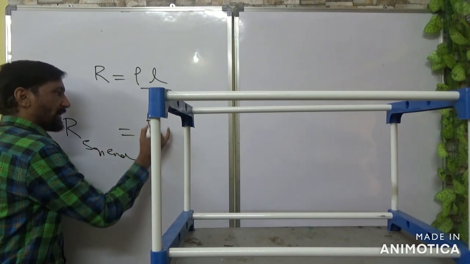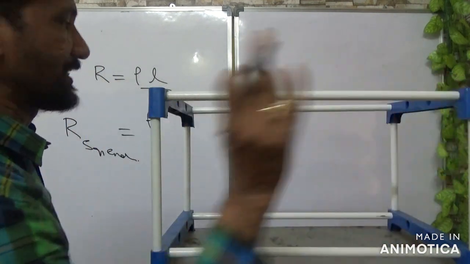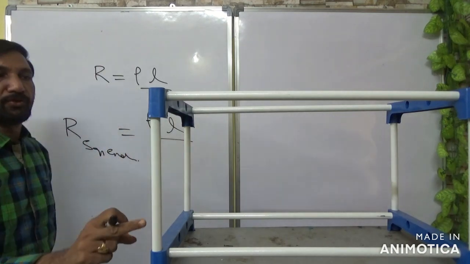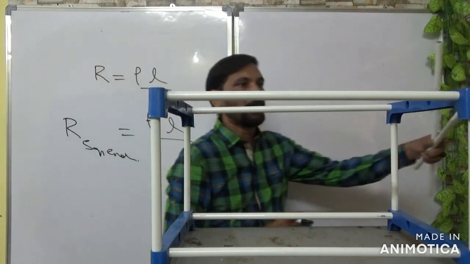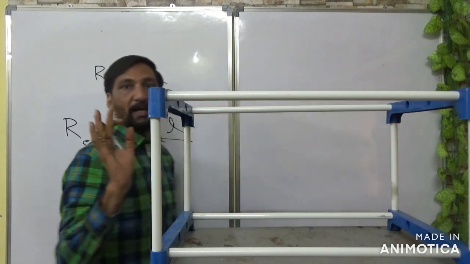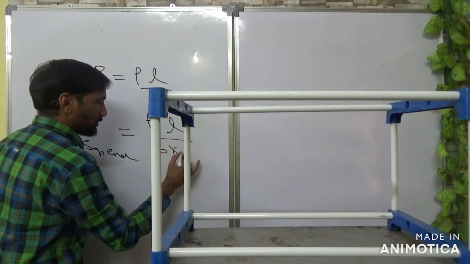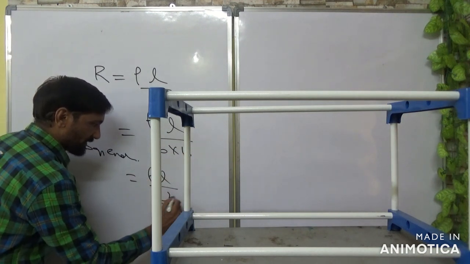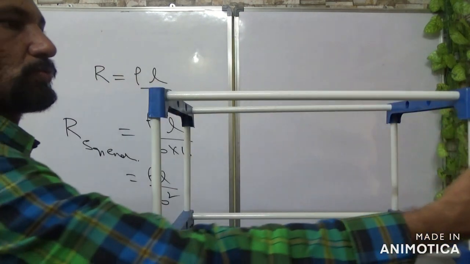So here you are finding the resistance between the square ends. Rho as it is, the length of the conductor in this case is L only. So L by area. The cross section is in the square form, and the area of a square is side into side, that is B into B. So it is rho L by B square. That is the resistance between the square ends.